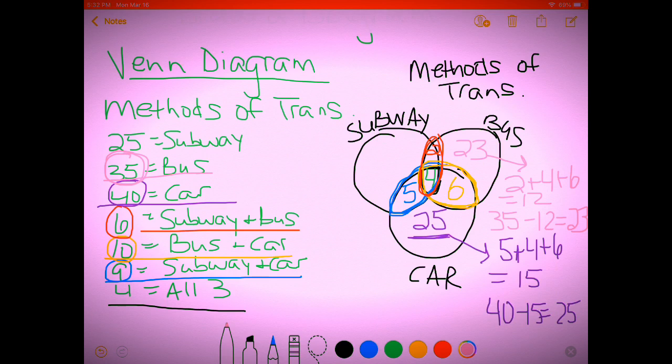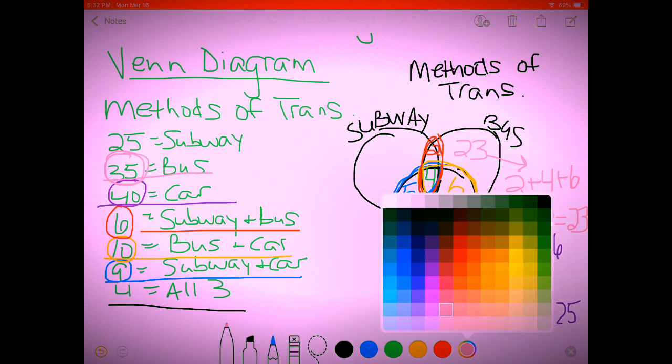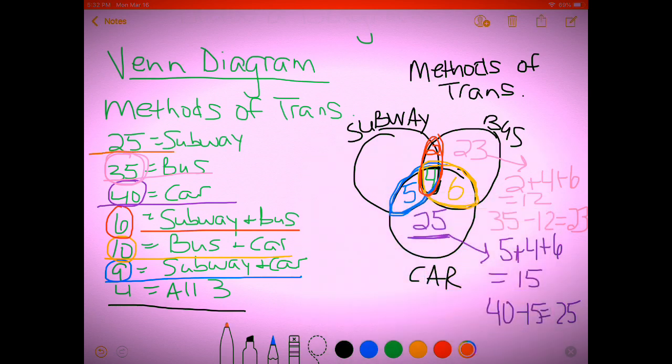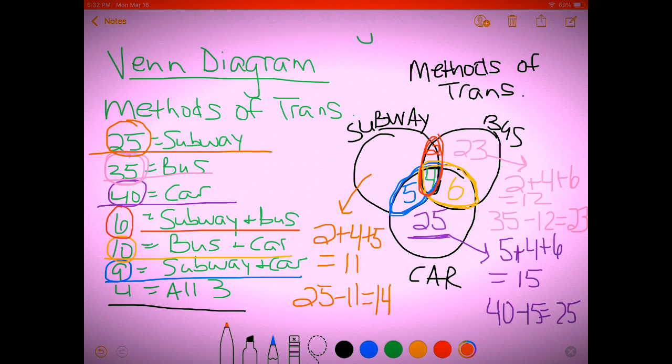And then the last thing we're going to look at is the number of people that take the subway, and that is this circle right here. In this circle, we already have 2 plus 4 plus 5 people, which equals a total of 11 people so far. And we know we need a total of 25 people in that circle. So we take the 25 and subtract the 11 that are already there to give us a total of 14 people who only take the subway.